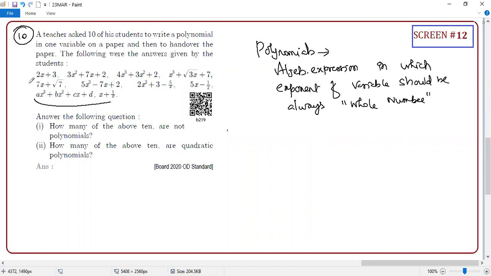So guys, by seeing itself, can you tell me what are all polynomial? First one is polynomial, yes or no? Yes, sir. Second one is polynomial. Third one is polynomial. Fourth one is not a polynomial. Why? If the root is only for root 3, then it's okay. But here the root is on x also. Root x is nothing but x power 1 by 2. This guy is not a polynomial.